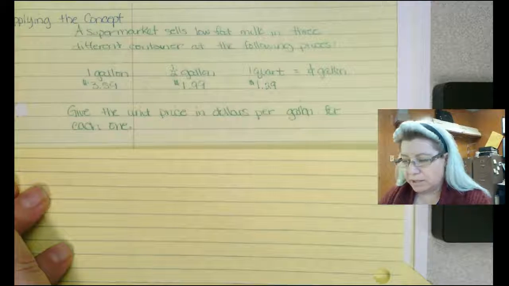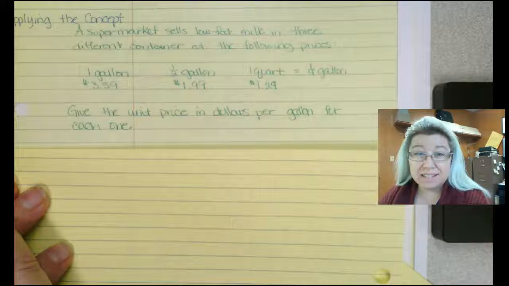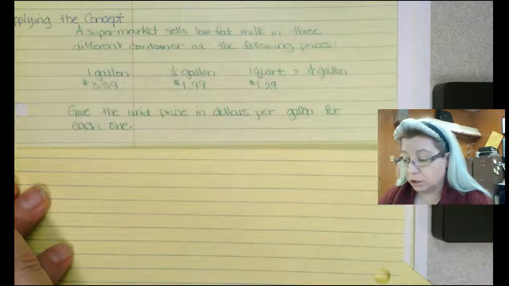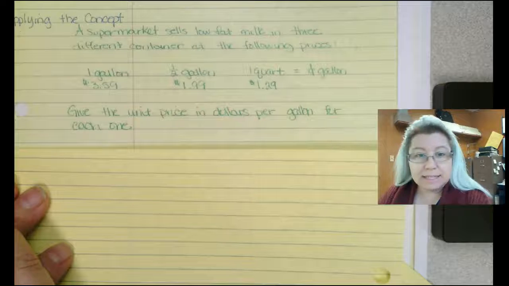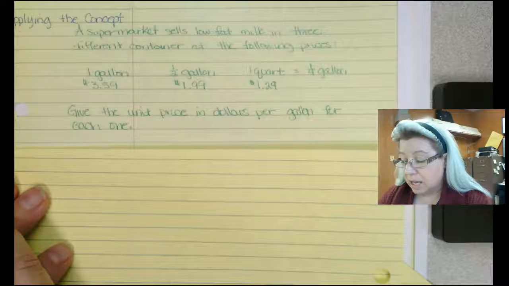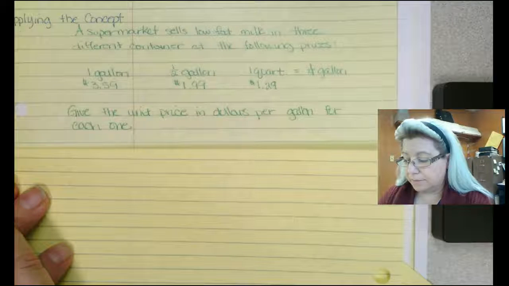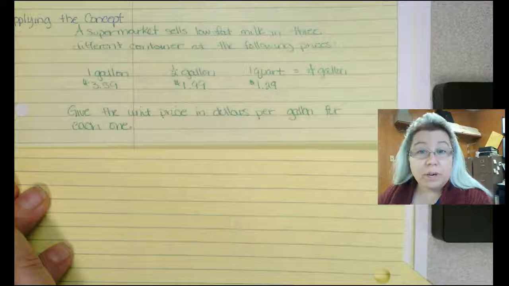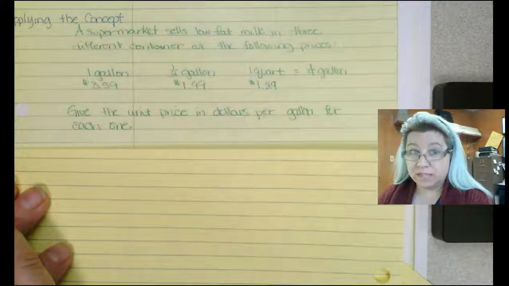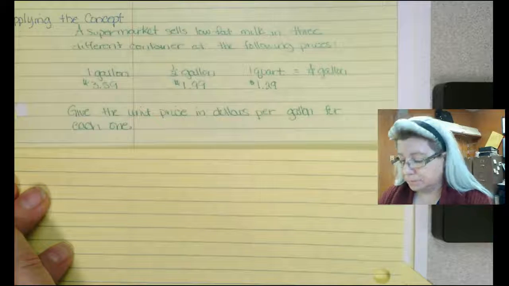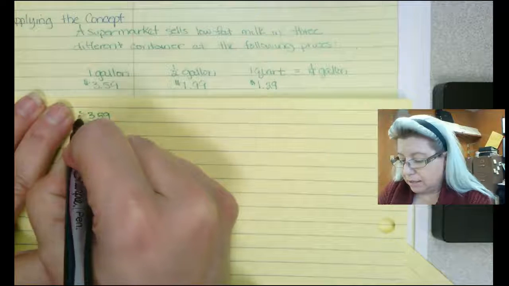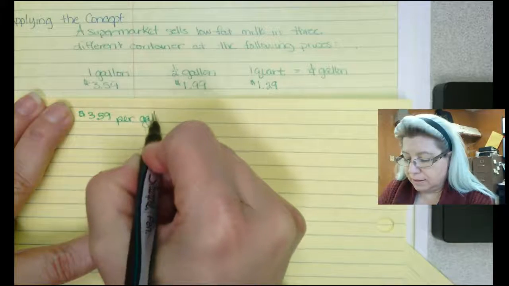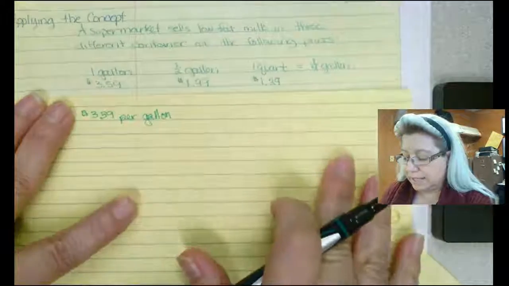Where I see this a lot in stores is this variable size would be in the milk department. So let's say a supermarket sells low-fat milk in 3 different container sizes. And the gallon size is $3.59. The 1/2 gallon is $1.99, and the 1 quart is $1.29. And we want to know per gallon how much each of these cost, so we can compare which one's the better deal. Well, per gallon for the gallon size is $3.59 per gallon. That was an easy one to figure out because it's already stated in gallons.